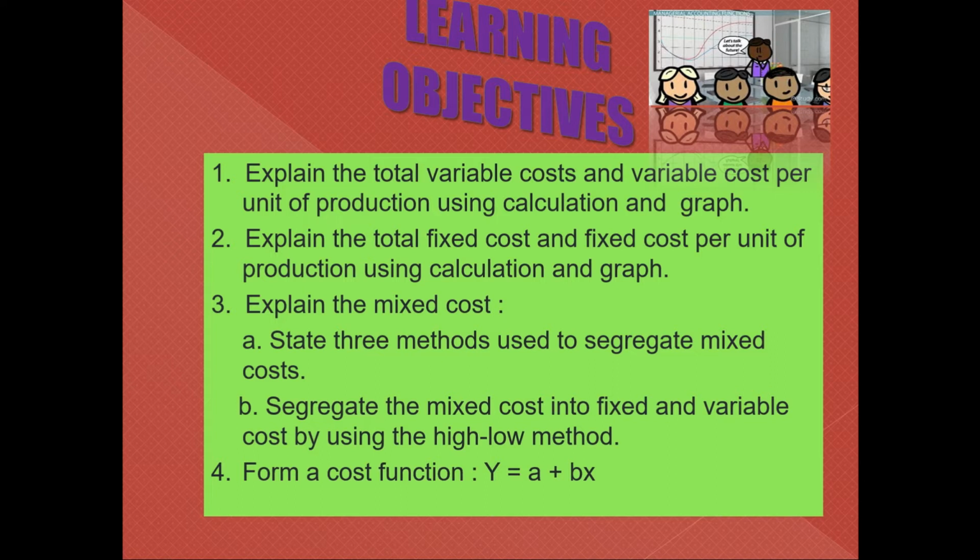1. Explain the total variable costs and variable cost per unit of production using calculation and graph. 2. Explain the total fixed cost and fixed cost per unit of production using calculation and graph. 3. Explain the mixed cost. State 3 methods used to segregate mixed costs. Segregate the mixed cost into fixed and variable cost by using the high-low method. 4. Form a cost function, y equals a plus bx.